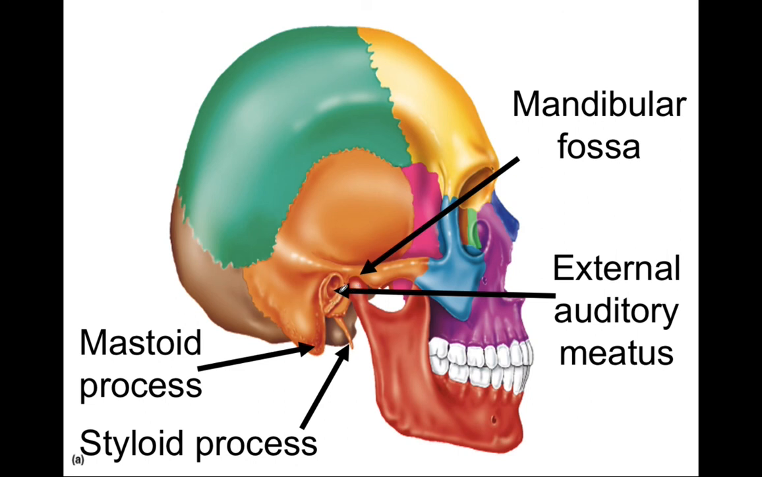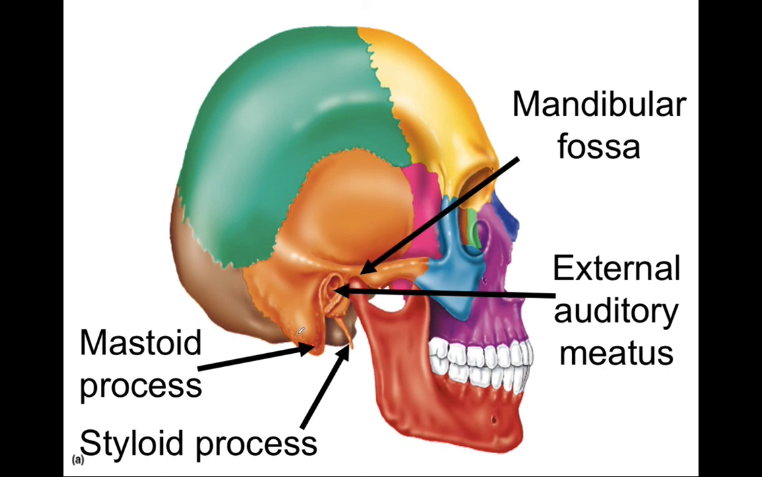You can see the external acoustic meatus, which can be found right here, and we'll also find that zygomatic process of the temporal bone shown here, participating in the zygomatic arch that can be formed by both the temporal bone and the zygomatic bones. We'll have three other bone markings that can be found on the temporal bone, namely the mastoid process, the styloid process, and the mandibular fossa.